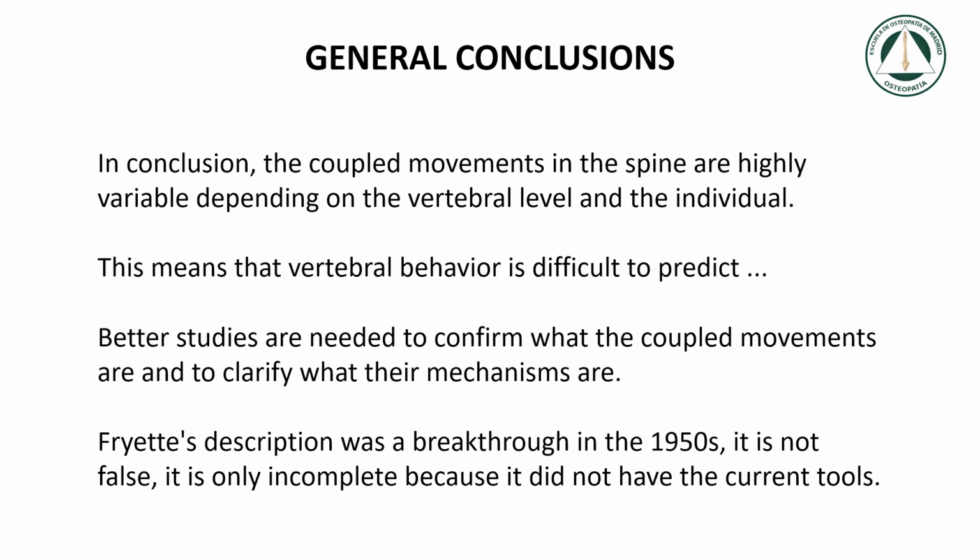In conclusion, the coupled movements in the spine are highly variable, depending on the vertebral level and the individual. This means that vertebral behavior is difficult to predict. Better studies are needed to confirm what the coupled movements are, and to clarify what their mechanisms are. Fryette's description was a breakthrough in the 1950s. It is not false. It is only incomplete, because it did not have the current tools.